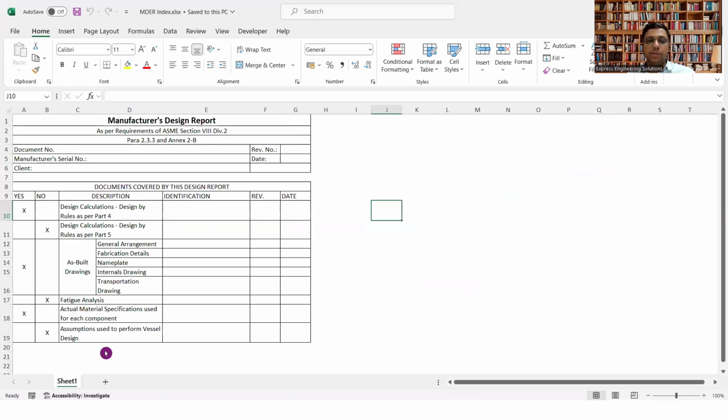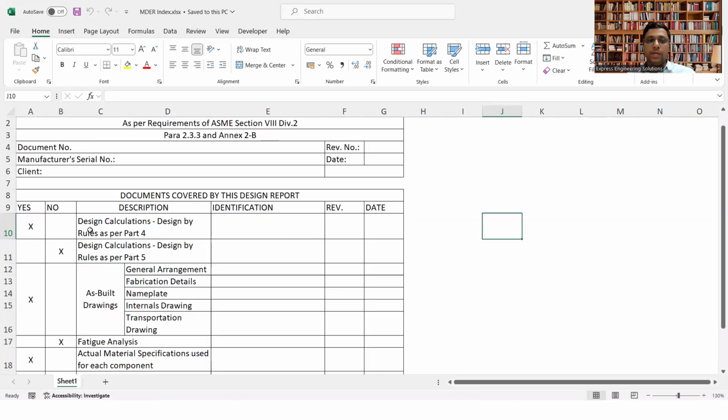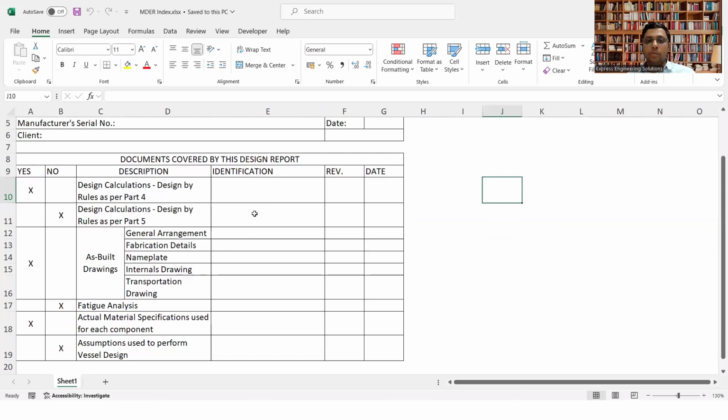This is the first page of this. So here the index will be provided. In this index, you can see what are the different documents which have been included. So first, let's say the design calculation, design by rules as per part 4, whether it is applicable, yes. The cross tells us whether it is applicable. So it is yes. So this has been made a part of this report.